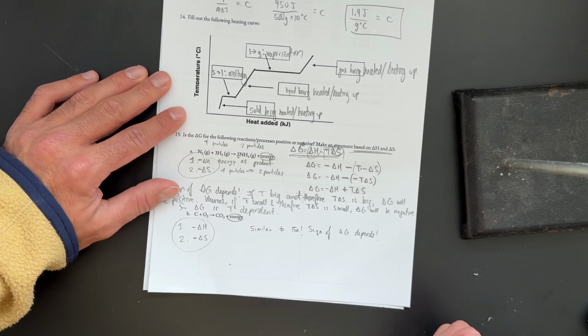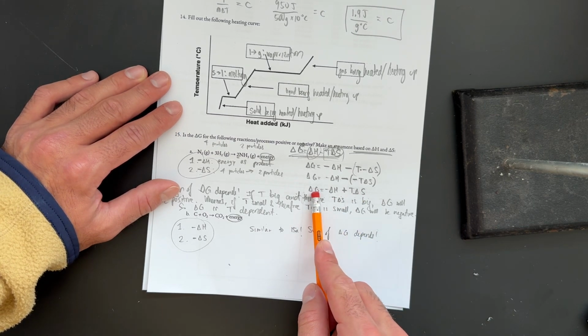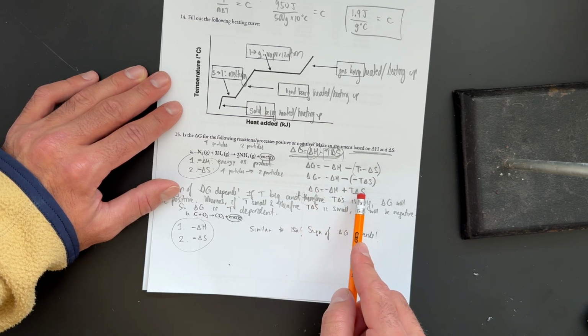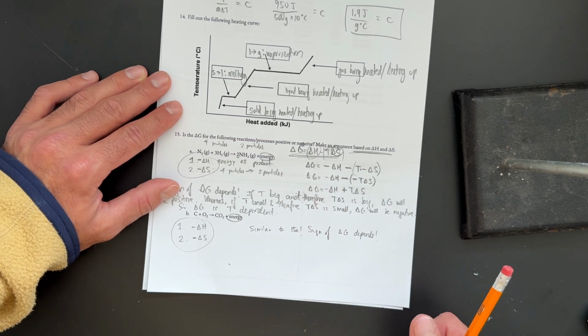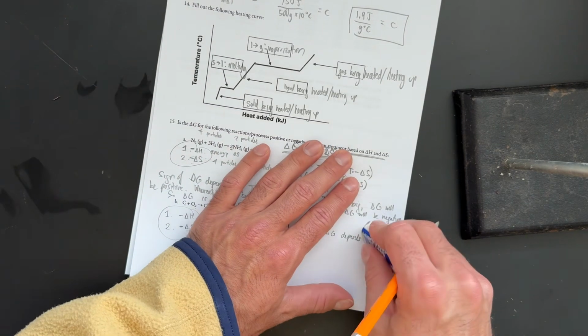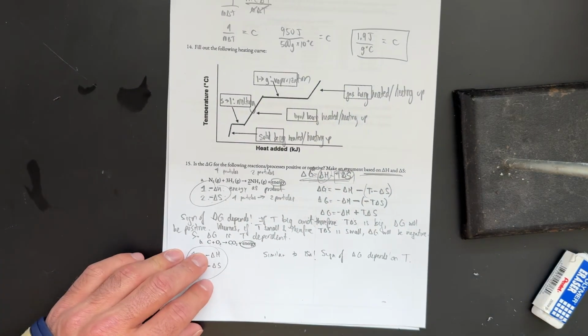And so if this term is big, then this is going to be positive. If the positive term is big, delta G is going to be positive, versus if this term is small and therefore not as important, the negative term is going to win out, and therefore delta G will be negative. So I'm just going to write that here. But yeah, it's the same logic.